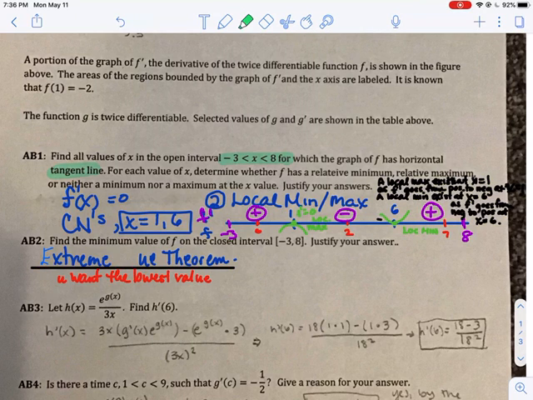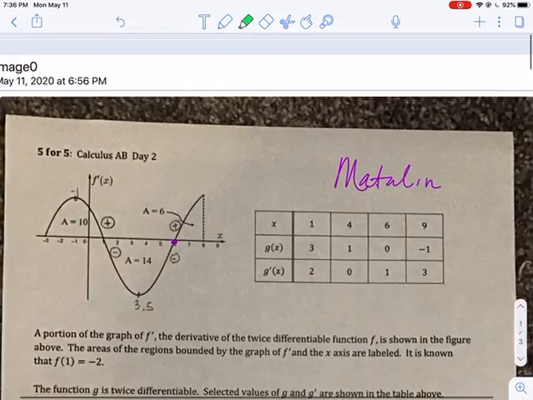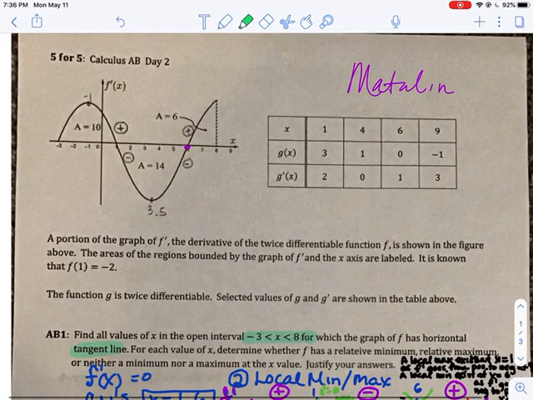Okay, so on this, what is it called? A 5 for a 5, AP Calculus Day 2. So here what we're doing is we're looking at a graph of F prime, and then a table, and it says that F is twice differentiable, and it's also got F of 1 is equal to negative 2.